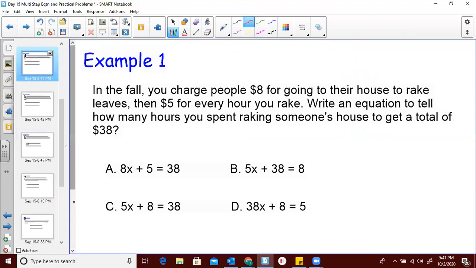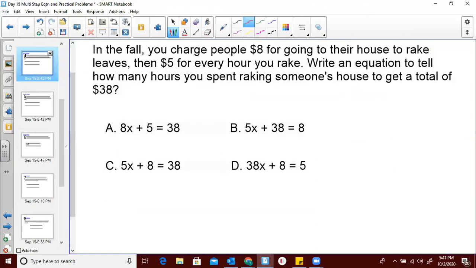All right, so in the fall, you charge people $8 for going to their house to rake leaves. Sorry, I've been saying retake tests and retake exit tickets all week. Then $5 for every hour you rake. Write an equation to tell how many hours you spent raking someone's house to get a total of $38. So I'm going to do a couple of these slow, and then we'll pick up the pace, to show you how to write out these equations, because that's really what we're focusing on today.